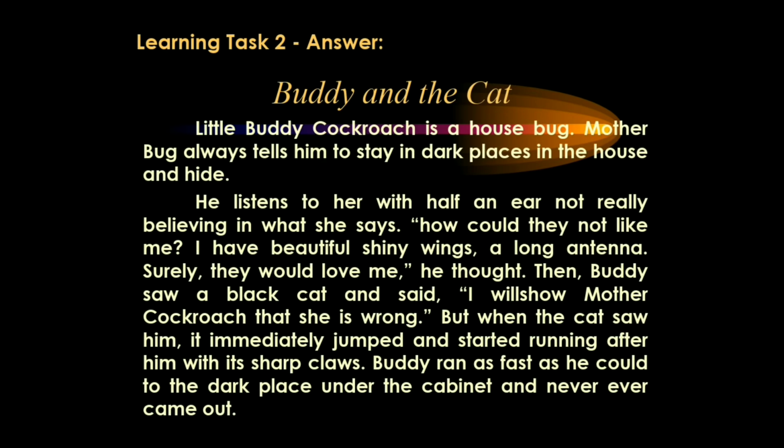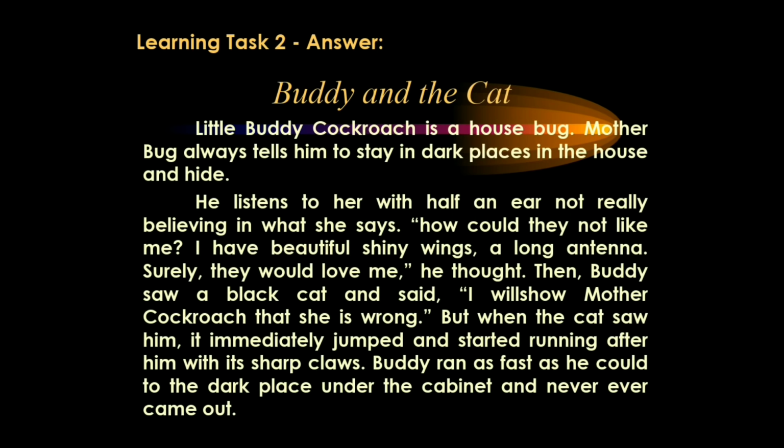Okay, are you done? Let's check your answers. So, this is the answer key for learning task 2, Buddy and the Cat. Little Buddy Cockroach is a house bug. Mother Bug always tells him to stay in dark places in the house and hide. He listens to her with half an ear, not really believing in what she says.